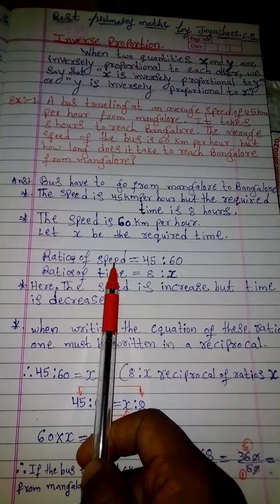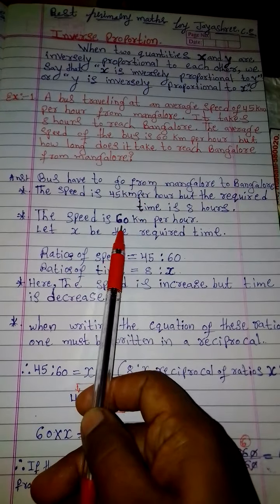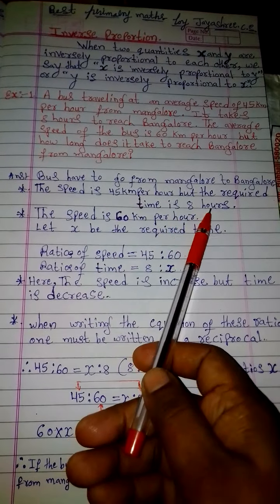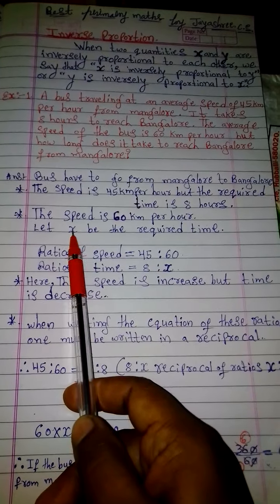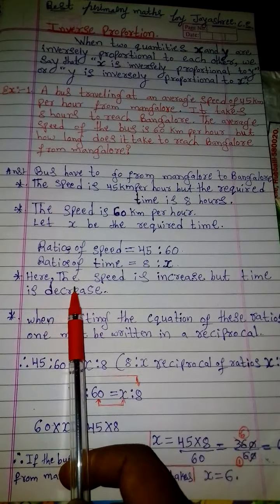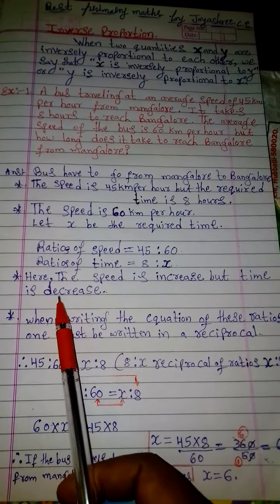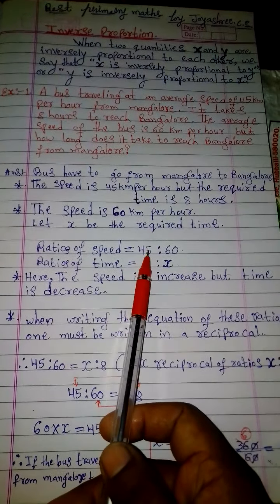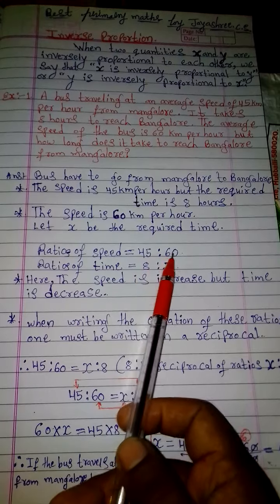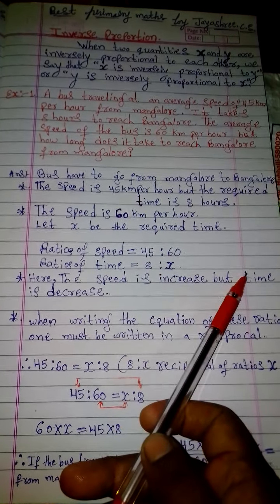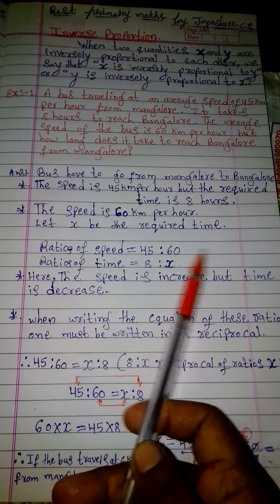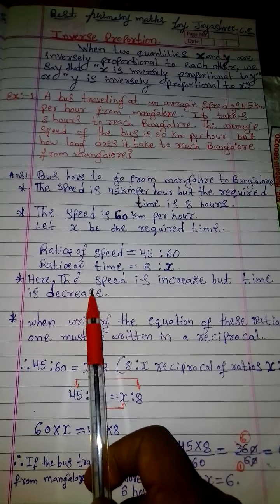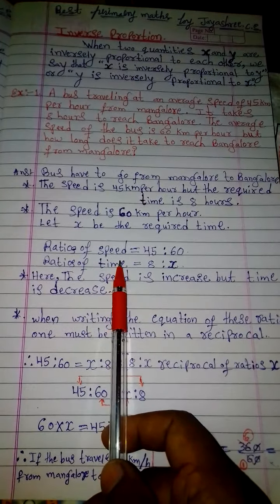Ratio of speed: 45 kilometers is to 60 kilometers. Ratio of time: 8 hours is to x. Here the speed is increased but the time is decreased. So it is an inverse proportion.